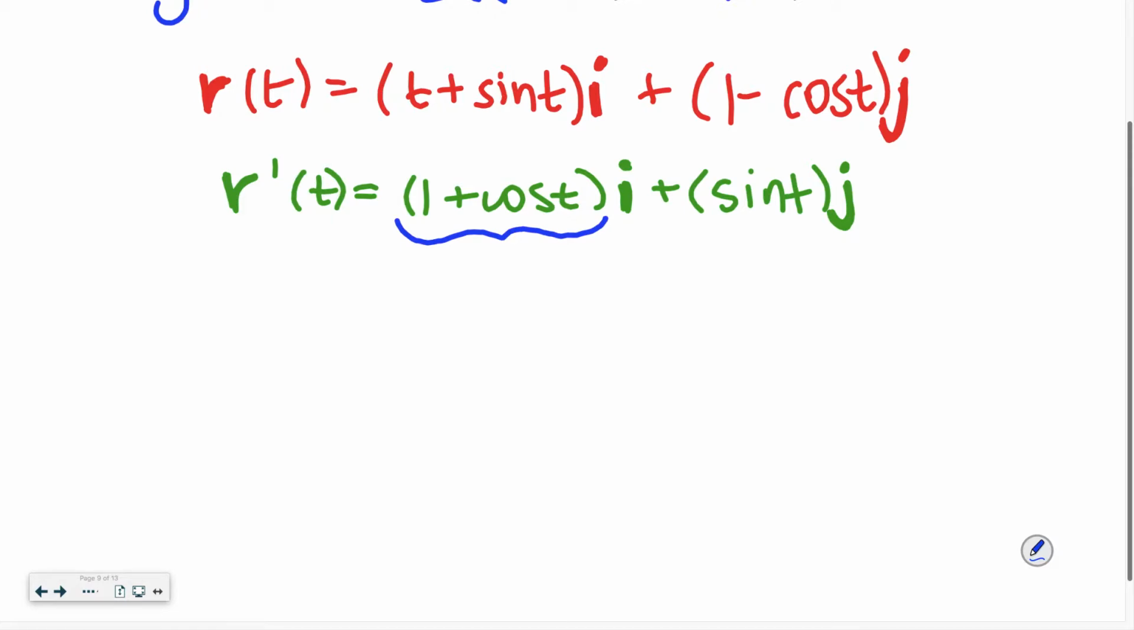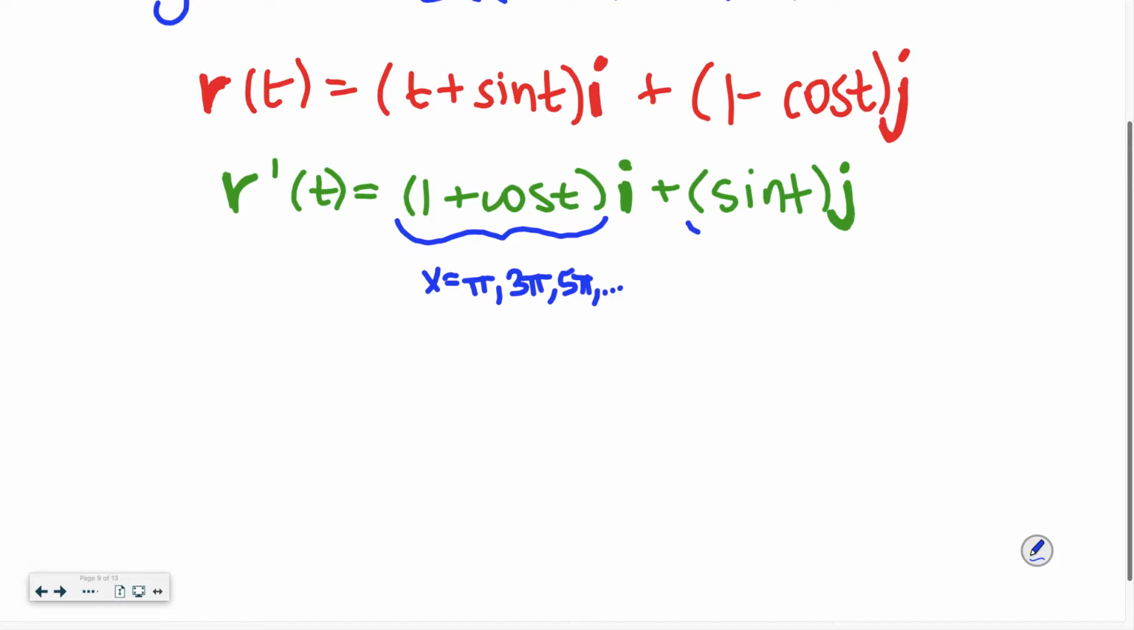So if I want to know where this dx/dt is 0, that is 1 plus cosine t equals 0, so cosine t is negative 1, which happens when? Pi. And 3 pi and 5 pi, right? Every 2 pi, starting at pi. Thank you.